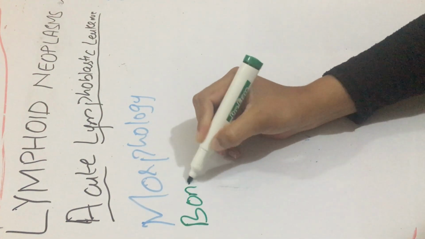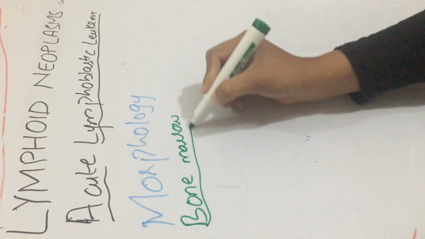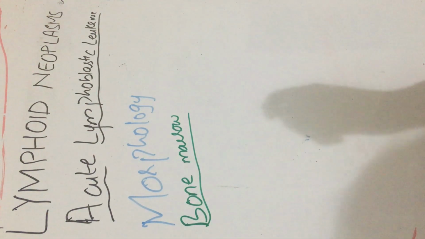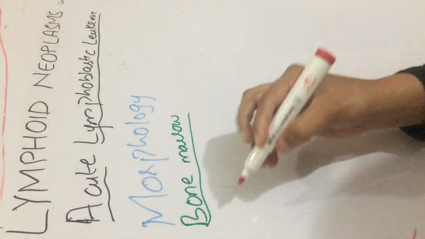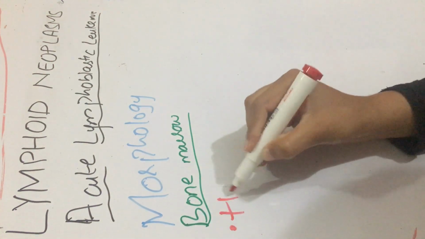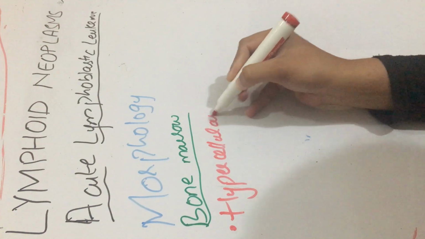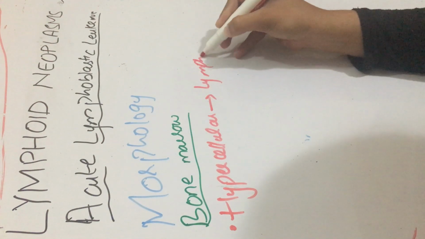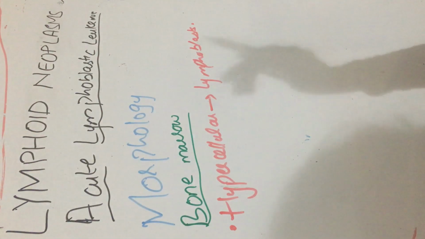Mainly in the bone marrow. What happens in the bone marrow? The bone marrow becomes hypercellular and packed with lymphoblasts. In acute lymphoblastic leukemia, the bone marrow becomes hypercellular and packed with lymphoblasts, the immature form of B and T cells.